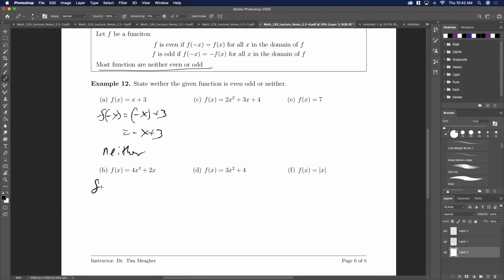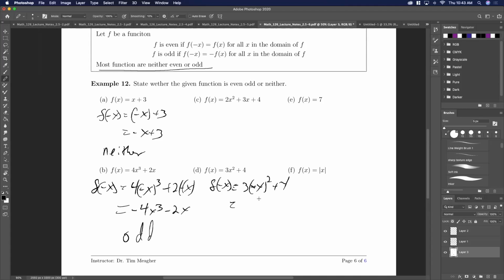Here, if I plug in minus x into this, I'm going to get 4 times minus x cubed plus 2 times minus x. And so this gives us minus 4x cubed minus 2x. This is actually the negation of this function, so this one is odd. And here, if we do this one, f of minus x, here I get 3 times minus x squared plus 4, which equals 3x squared plus 4. This is the same function, so this is even.